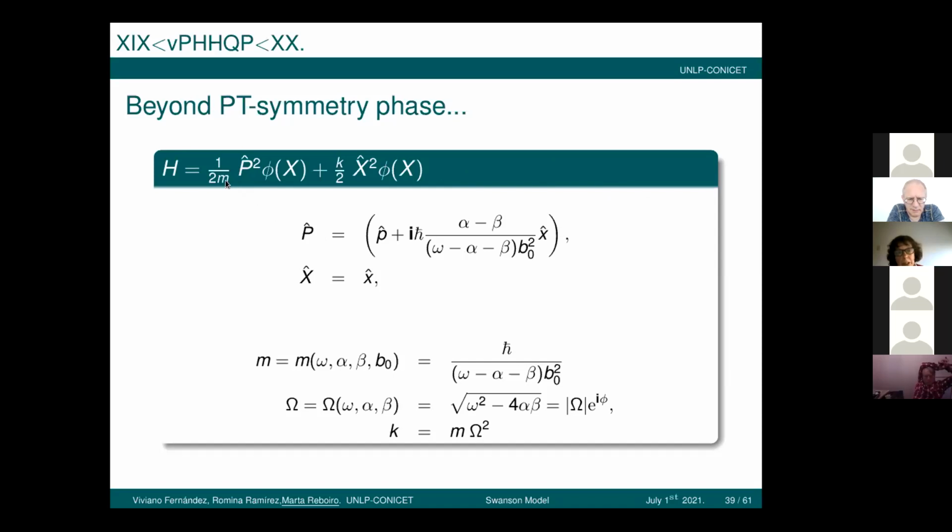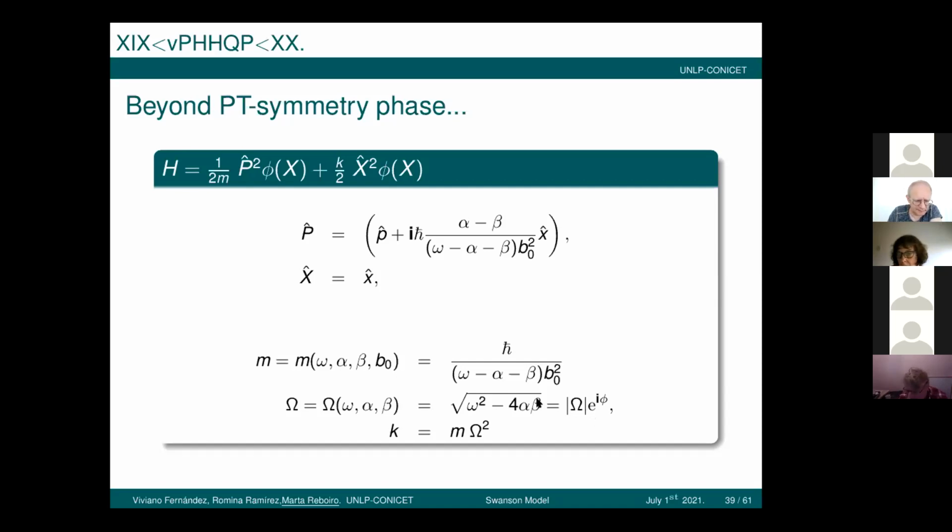And we have introduced the effective parameter M, let us say an effective mass, and the parameter K, let us say an effective spring parameter, and we put them in terms of omega, alpha, and beta. We have defined omega as usual as the square root of omega squared minus 4 times alpha times beta.